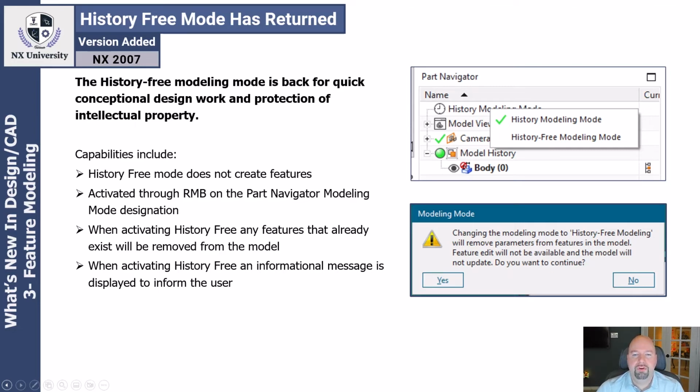When activating history free, an information message is going to be displayed to inform you that you are changing the model to history free mode, and it will be removing all the parameters from the features inside your model. You have two options here, yes or no, if you want to continue. If you say yes, it is going to strip out all the features from this part. I highly recommend using a file save as motion first before you do this. So once you do this, it's going to strip out all the features. You do not want to save over the current revision. You maybe want to do a save as and save the next revision, or just save a different version of the file before doing this.